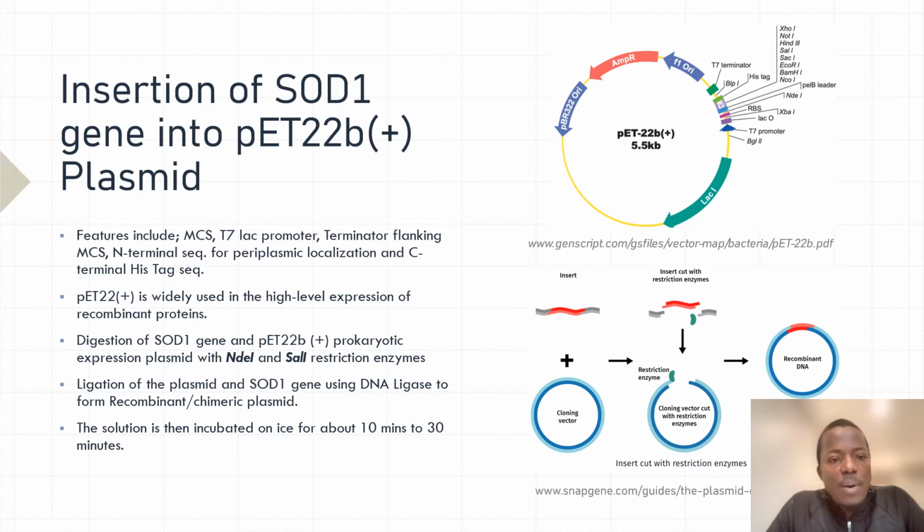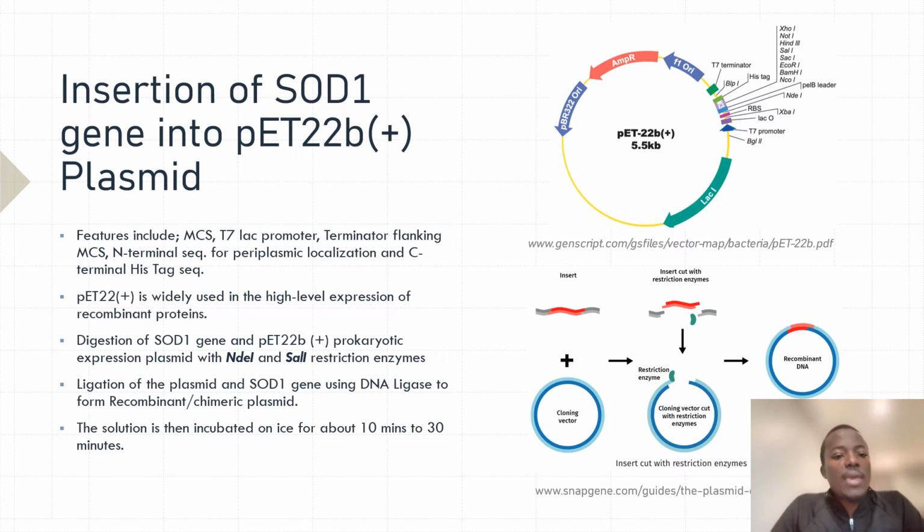First of all, to go about this, we need to get a suitable vector. In this case, we're using the PET22B vector, or plasmid, which is a vehicle to carry our gene of interest, the SOD1. So what happens? This vector has the multiple cloning sites. It has a T7 lac promoter for expression of protein, because it's a very powerful tool for protein expression.